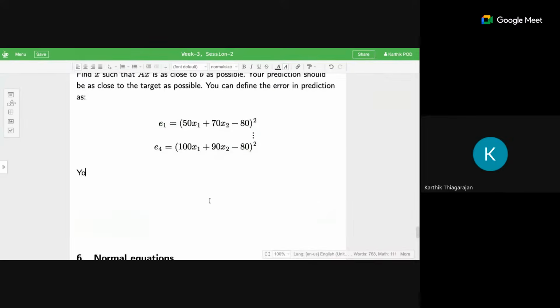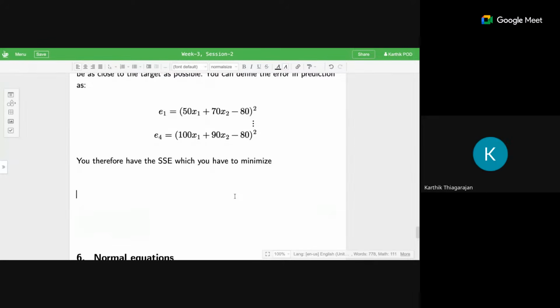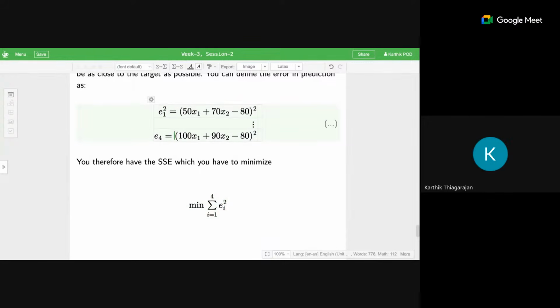So you therefore have the sum of squared errors, which you have to minimize. So you want minimum error. You want to be as close to the true labels as possible. Therefore, what you do is you minimize the sum of ei square, from e1 square to e4 square. This is the squared error. Minimize the squared errors.